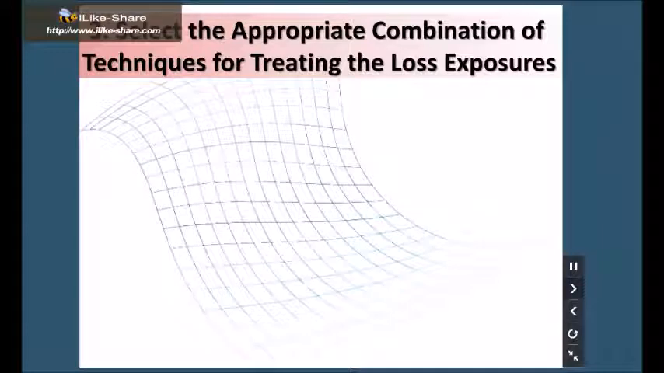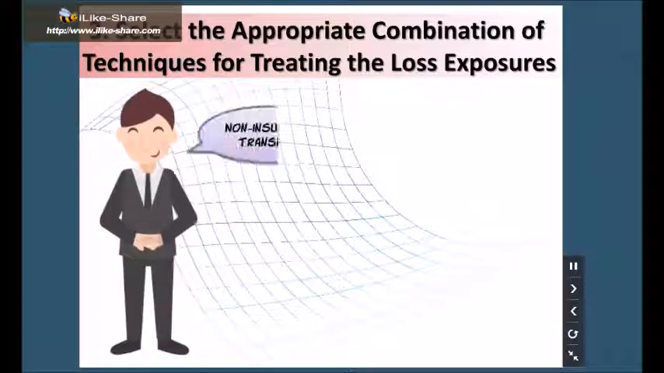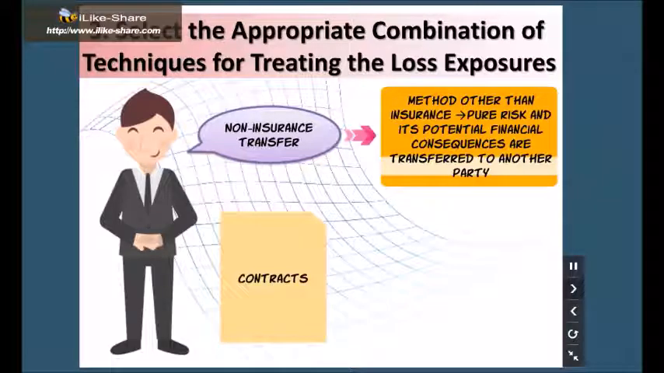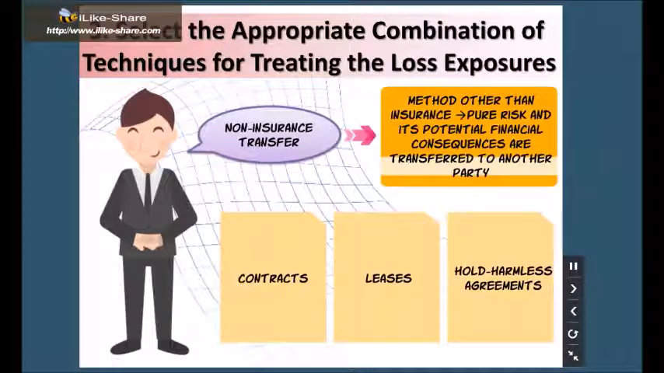Select the appropriate combination of techniques for treating the loss exposures. Non-insurance transfer is a method other than insurance. A pure risk and its potential financial consequences are transferred to another party. Examples include contracts, leases, and hold harmless agreements.